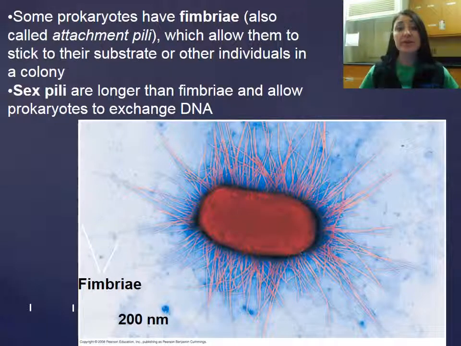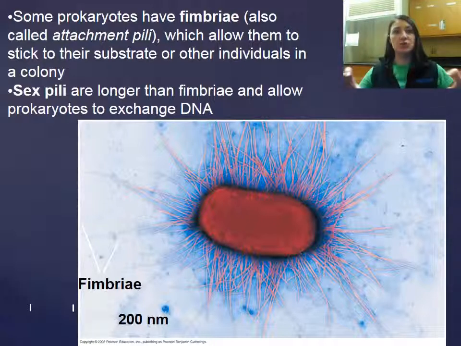Some prokaryotes have fimbriae, which are also called attachment pili, and these function in the same way that the capsule does in other prokaryotes, allowing them to stick to their substrate. It also allows individuals to stick to one another and to form a colony.